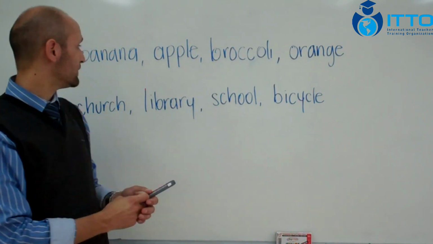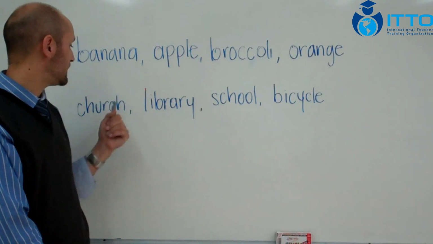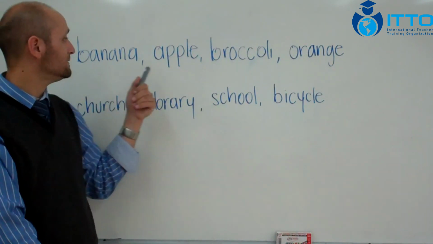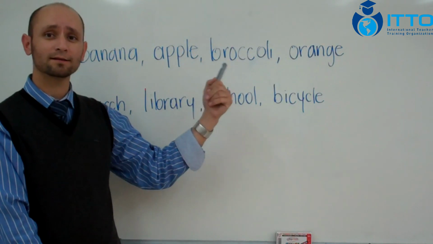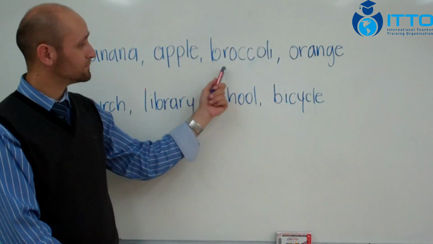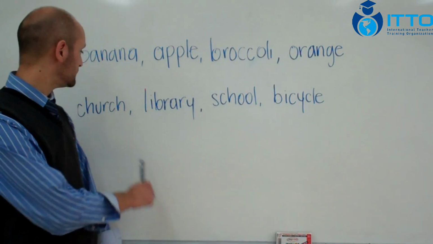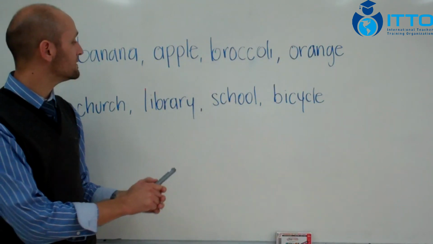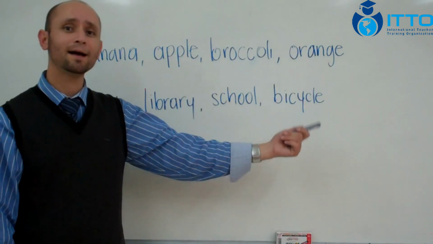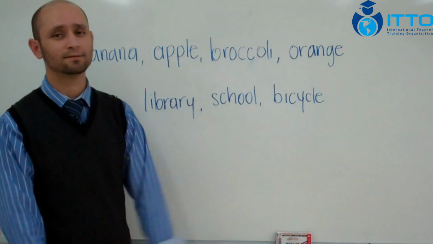Here's an example for the groups fruits and buildings. Fruits: we have banana, apple, broccoli, and orange. Of course, broccoli does not belong. Buildings: church, library, school, and bicycle. Bicycle does not belong.